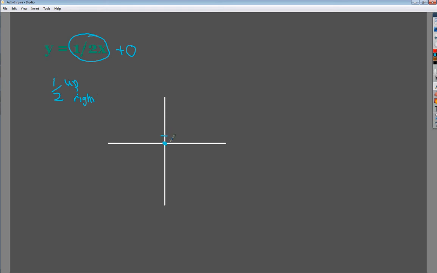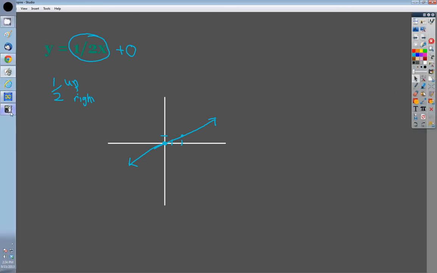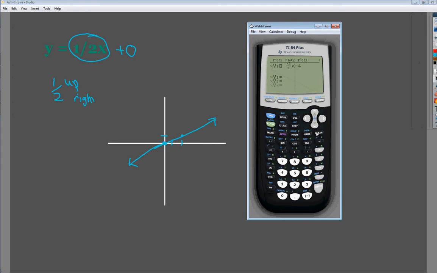So I'm going to go up 1, right 2, and I'm going to make a dot. So I'll get something like this. If I go in to graph it on the calculator, go to y equals, clear out this stuff. I'm going to the fraction menu again. I don't even need to add the plus zero. It'll do it itself. It knows.